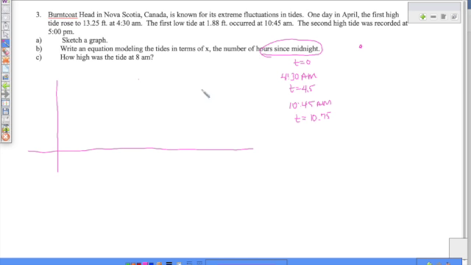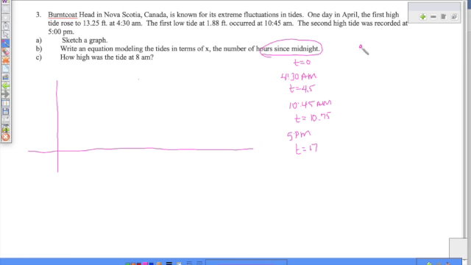And then the other time they gave us was 5 p.m. So 5 p.m., think about that. If we're talking about time since midnight, well, noon would be 12, right? So if I'm talking 5 p.m., that's 5 hours after noon, so that's t equals 17. I don't care about what time of day it is. I care about the hours since midnight. I'm measuring hours. I'm not measuring time of day.